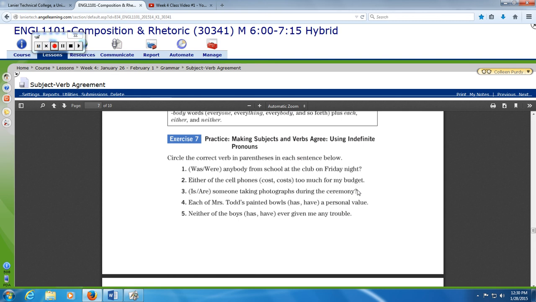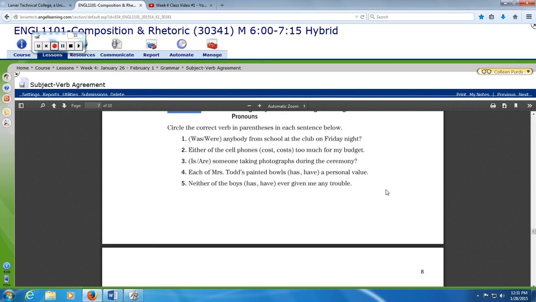Here's, once again, with a question or interrogative, somebody has bumped or displaced the subject from where it belongs. So someone is, move it back to where it belongs. Someone is singular, so you choose is as your singular verb. Is someone taking photographs during the ceremony? Each of Mrs. Todd's painted bowls have or has a personal value. Of Mrs. Todd's painted bowls is a prepositional phrase. That's not the subject. Each is your subject. Each is singular, so the verb is has. Each of Mrs. Todd's painted bowls has a personal value.